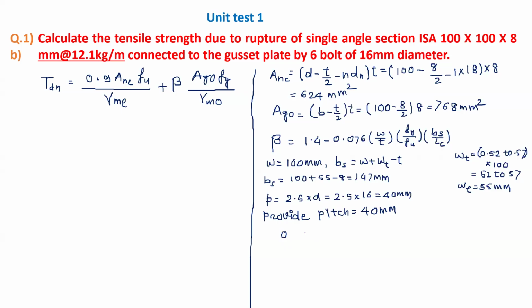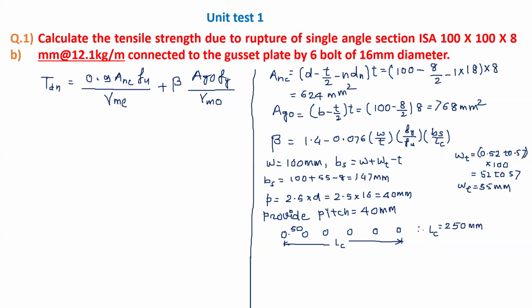So we have how many bolts? Given 6 bolts. So 1, 2, 3, 4, 5, and 6. So the distance between these bolts, that will be your L_c. Now we have pitch 50. So we have 50 for 1, 2, 3, 4, 5 gaps, and therefore we will get L_c equal to 250 millimeters.